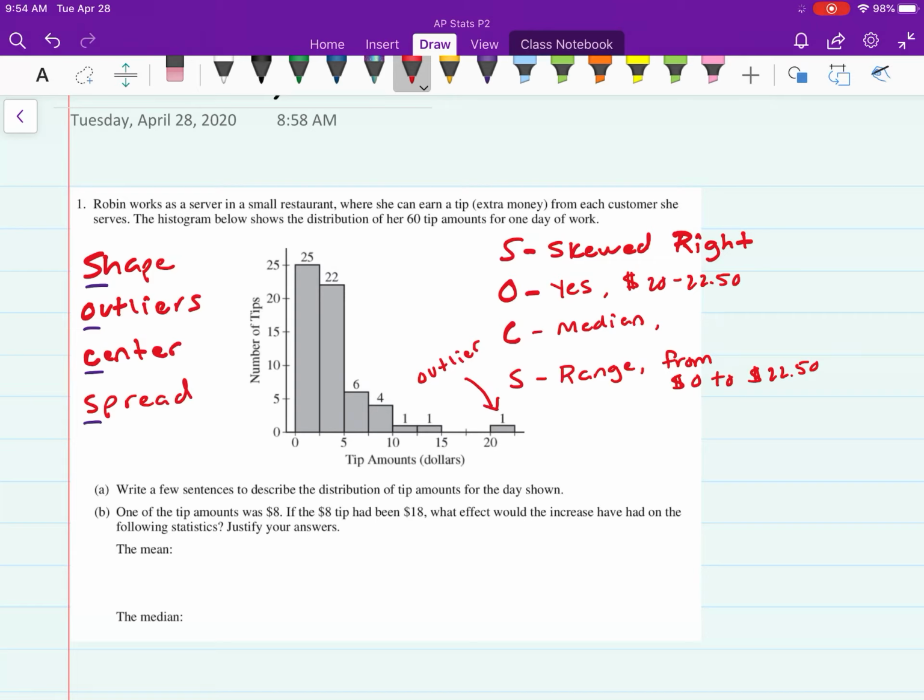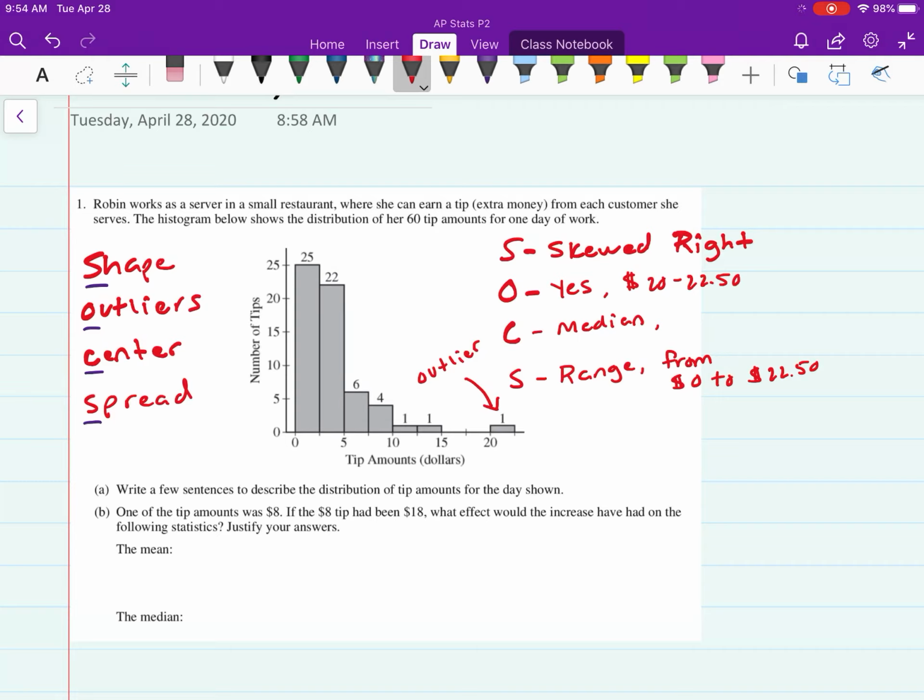So we're given a distribution of Robin's tips, and in part A we have to write a few sentences to describe that. So in case you forgot, we have to talk about our SOCS, or shape, outliers, center, and spread. For shape, you have 3 options. Either it's skewed left, it's skewed right, or it's approximately symmetric. And for this one, it's skewed to the right.